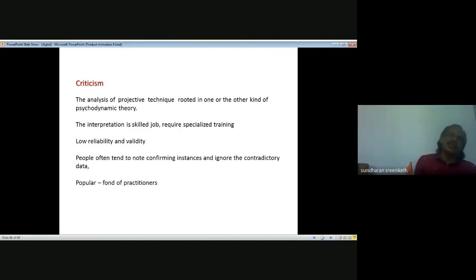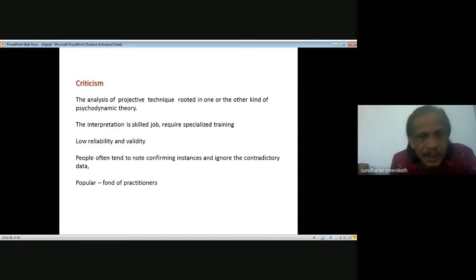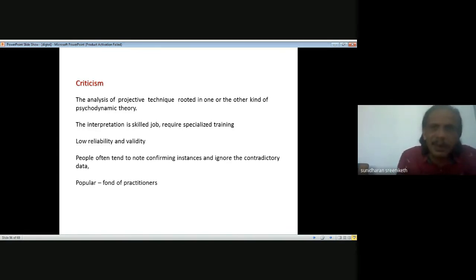First, the analysis of this technique is rooted in one or another kind of psychodynamic theory. All these projective tests are based on the psychodynamic theory proposed by different psychologists. Okay, who are the major psychodynamic theoreticians? What do you mean by psychodynamic theory? You have a personality paper. Who were the people who developed psychodynamic theories? How does it differ from Freudian theory?